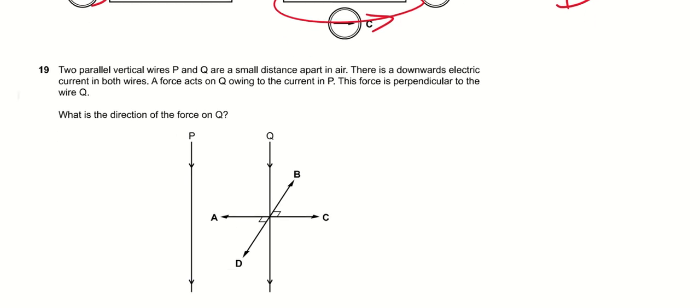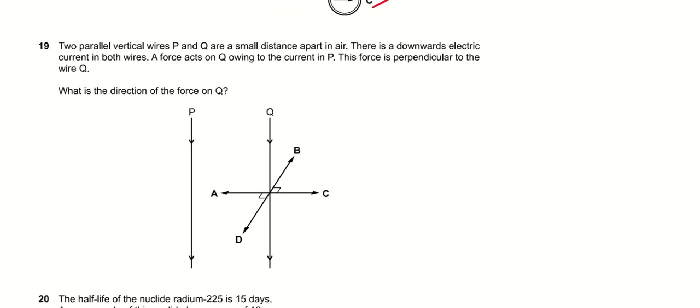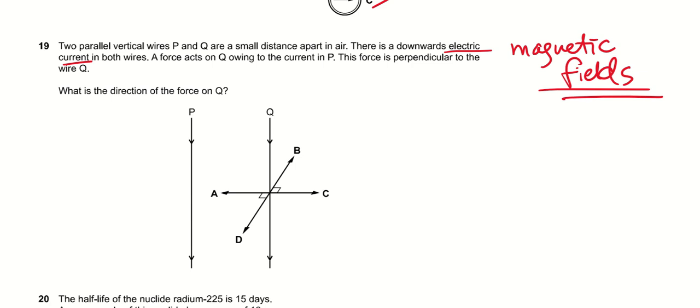Now, 2 parallel vertical wires P and Q are a small distance apart in air. There's a downward electric current in both wires. So whenever there's an electric current, it will produce a magnetic field. Because both will produce a magnetic field, 2 magnetic fields are produced and they will interact. A force acts on Q owing to the current in P, right? It's actually due to the interaction of the magnetic fields. The force is perpendicular to wire Q. What's the direction of the force on Q?